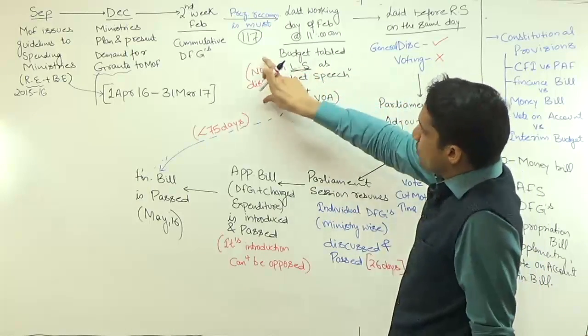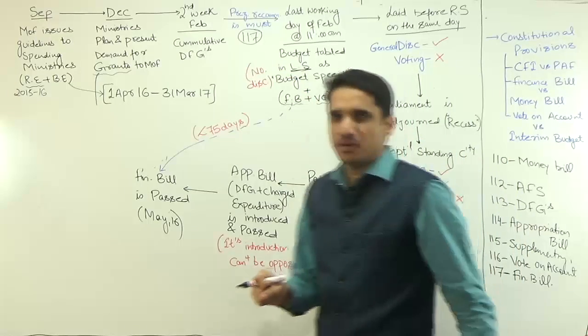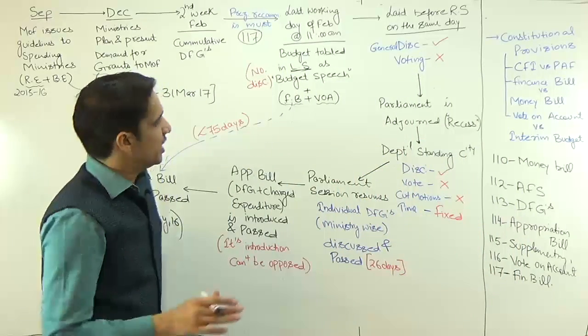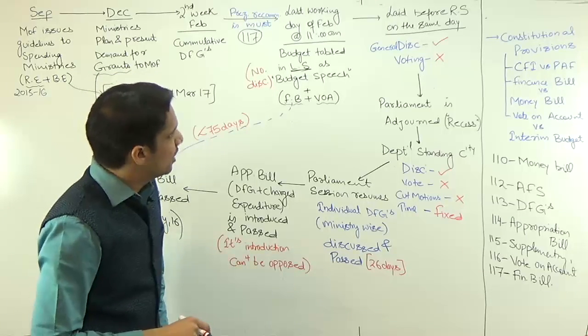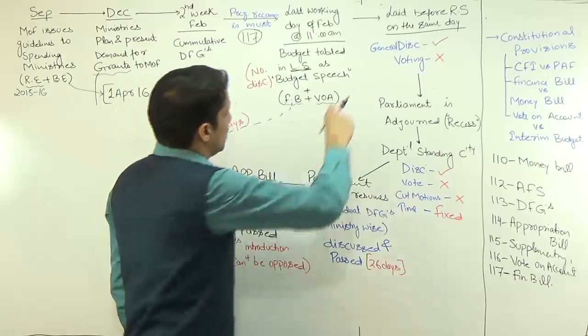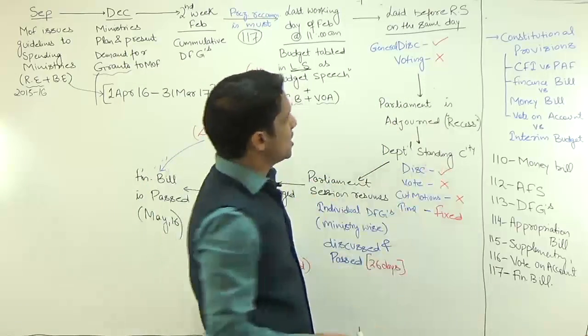But there cannot be any discussion on that particular day. So no discussion takes place in Lok Sabha when the budget speech is being tabled. And once it is tabled in Lok Sabha, then it is laid before Rajya Sabha.